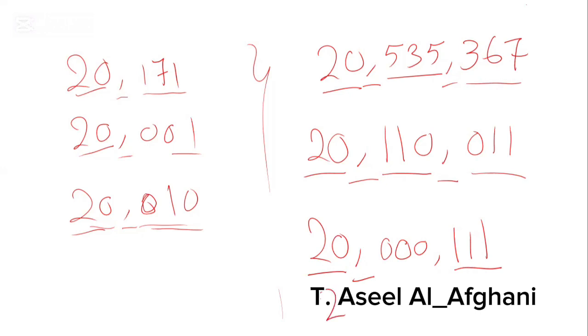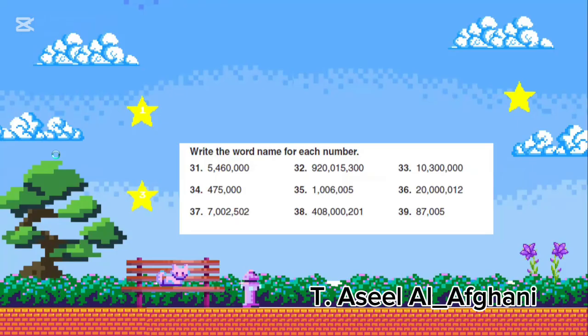20,111. 20,111,000. We're gonna write the word name for each number.